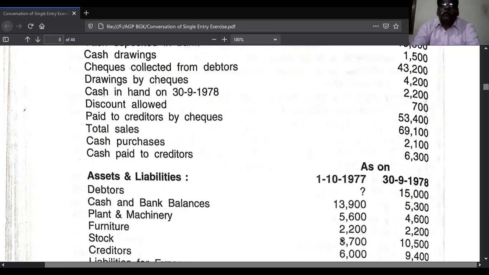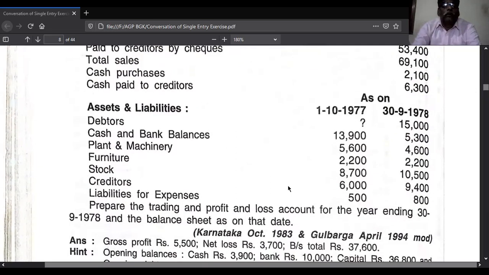Then furniture: opening statement of affairs, closing balance sheet. Then stock: opening statement of affairs, trading account, closing balance sheet, trading account. 2 times. Then creditor: opening balance creditor, closing balance creditor. Then opening statement of affairs, opening balance, closing balance goes to balance sheet. 4 times entry.